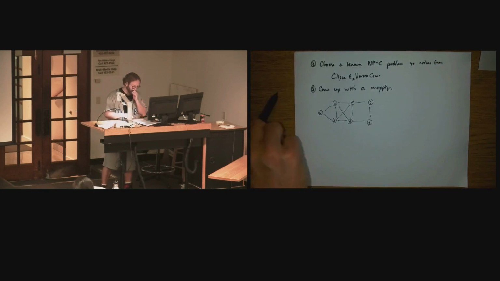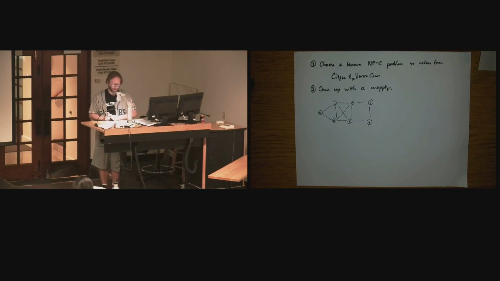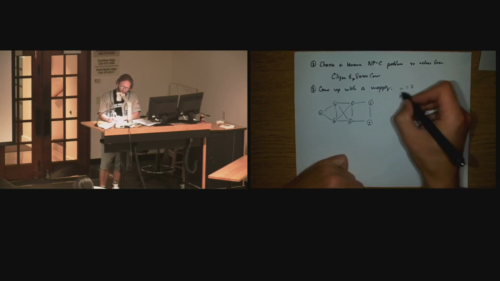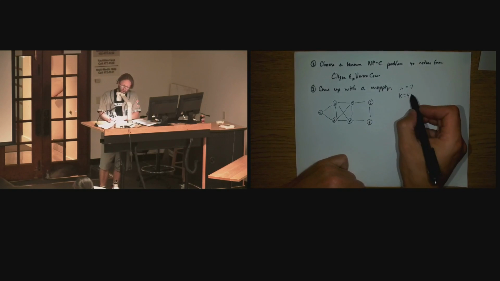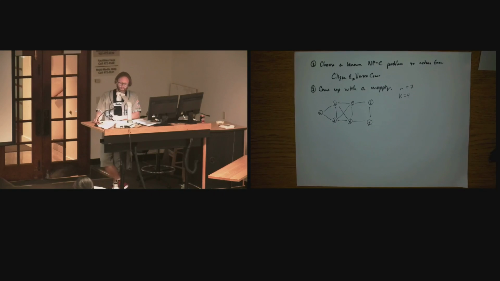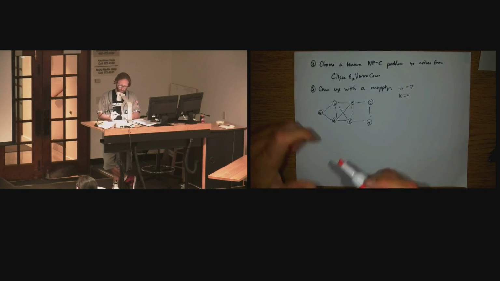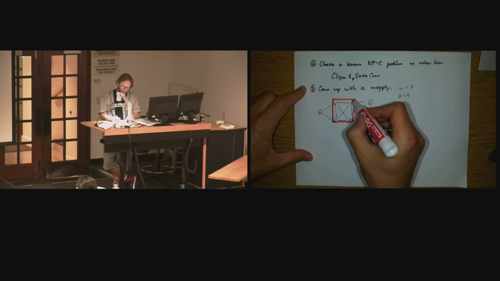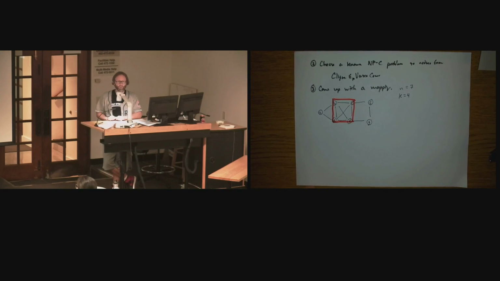Now, does there exist a clique of size, say, 4? Say that k is equal to 4. n here is obviously 7, but that has no bearing on the problem. I'm looking for a clique of size 4. Is there a clique of size 4 here? Yes, where? This set right here.